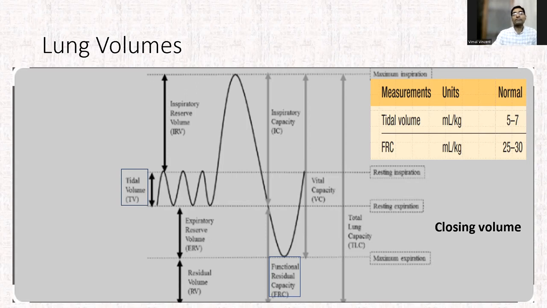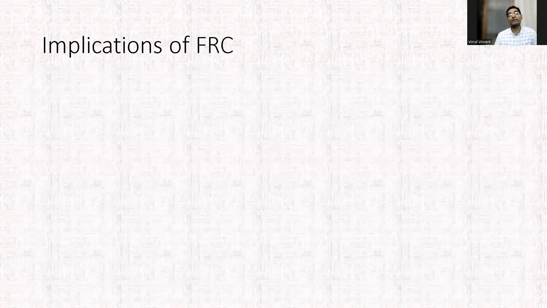Okay. And now, coming to the implications of functional residual capacity. As I said earlier, it's a constant source of oxygen for the pulmonary capillary blood vessels, and it also receives carbon dioxide continuously from them. So when the functional residual capacity decreases, it causes hypoxemia. This occurs because a decrease in functional residual capacity causes collapse of the alveoli, and the collapsed alveoli do not take part in ventilation and gas exchange, which results in hypoxemia.